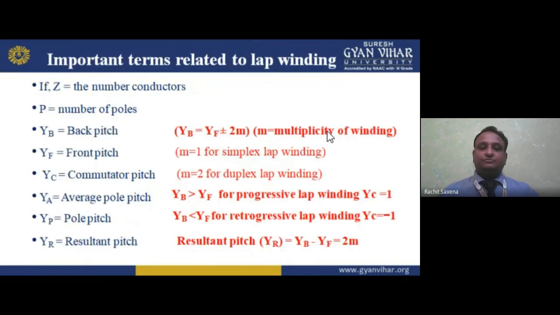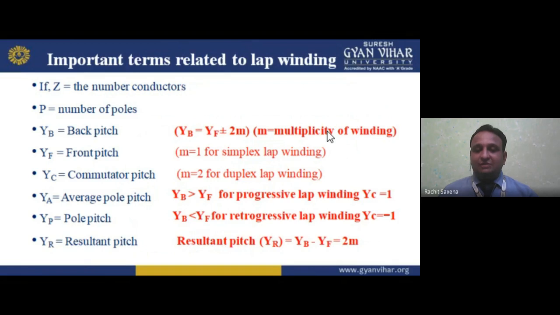Now, these are some important terms related to lap winding, my dear student. Now, if I am considering Z, Z is always what we use to express the number of conductors.